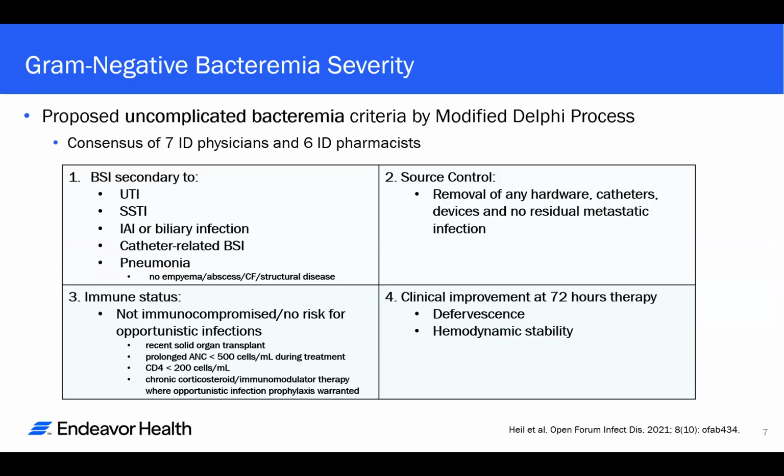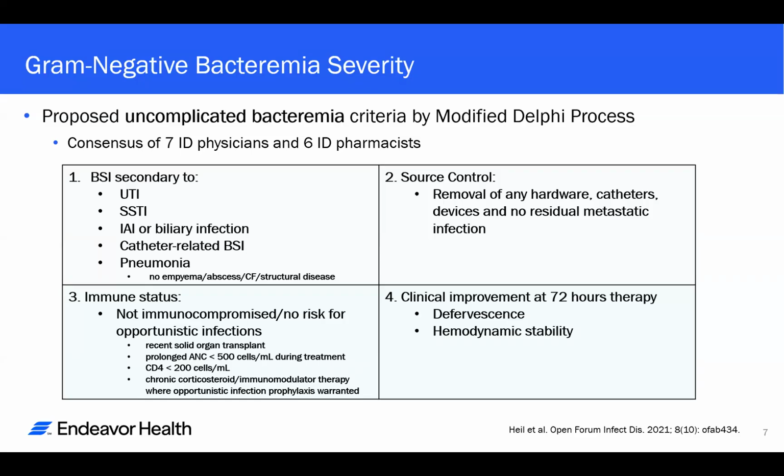So to give us some framework for gram-negative bacteremia, we need to talk about what an uncomplicated bacteremia looks like. So in 2021, we had a panel of experts, including 7 ID physicians, 6 ID pharmacists, experts in the field, that came together and put out a consensus document. Now, I want to point out that at this time, there were about 2 randomized controlled trials that were published, but the big one, Balance, that we've all probably heard about, was not published at the time they put this out. So just keep that in mind.